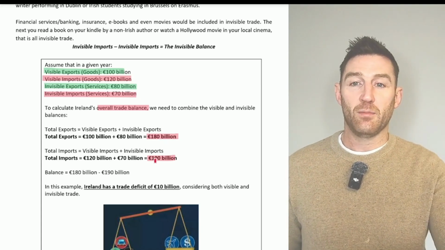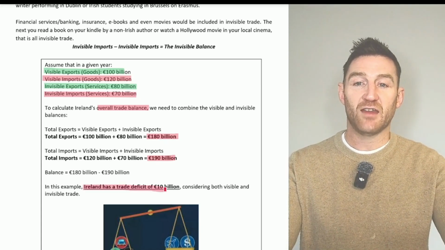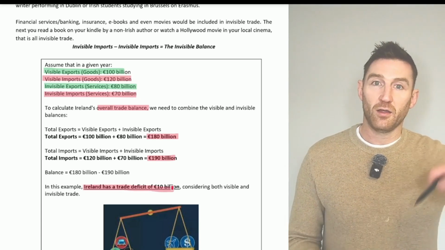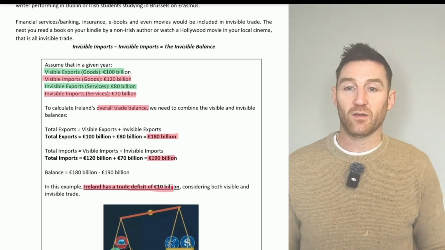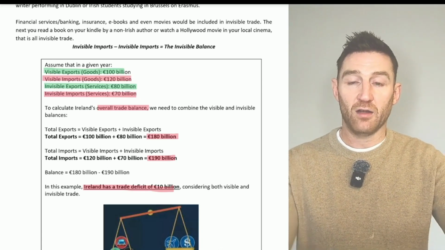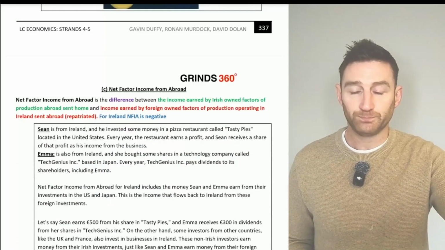So 180 minus 190 would mean that we have a trade deficit of 10 billion because our total imports are 10 billion greater than our total exports. So we would have a deficit there. We would have a deficit of 10 billion.